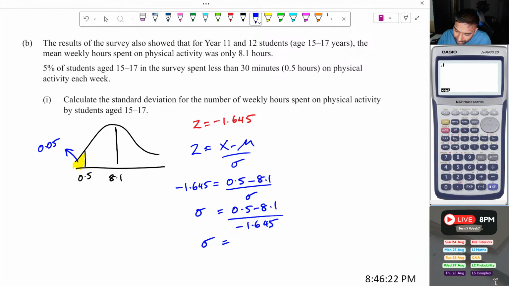So we've got 0.5 minus 8.1. That's equal to negative 7.6 divided by negative 1.645. All right, there we go. This is our standard deviation. Grades wise, this is last year, by the way. If you got this, looks like a merit question right there.